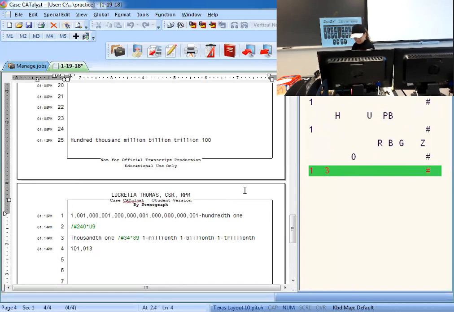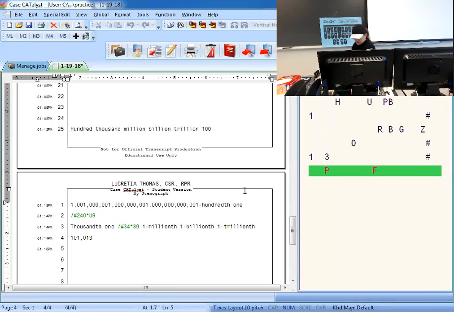And let's do that again, just because I didn't hit the paragraph. So we're going to write 1, RBGZ, and we're going to write 0, and we're going to write 1, 3. Okay? There you go. So the comma, for the big numbers, it's all about the spacing. The spacing, very important, okay?